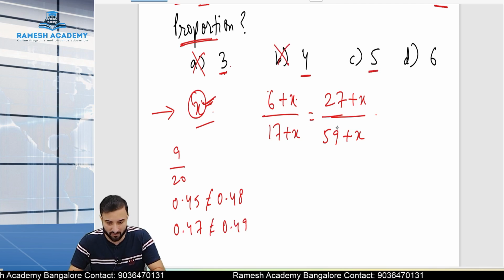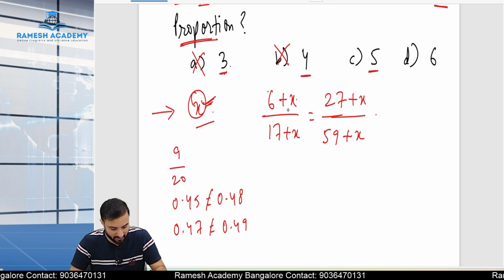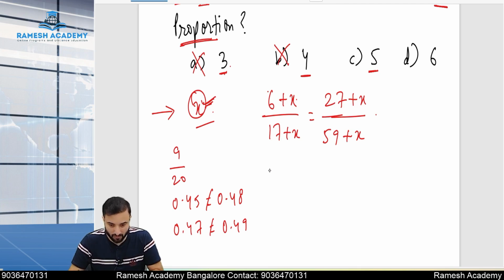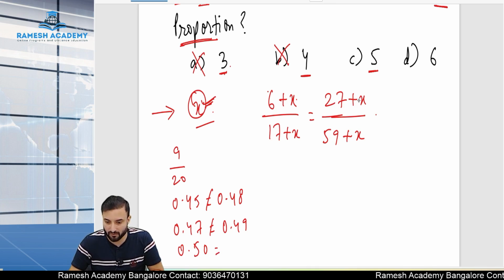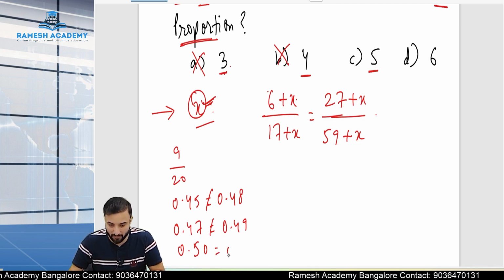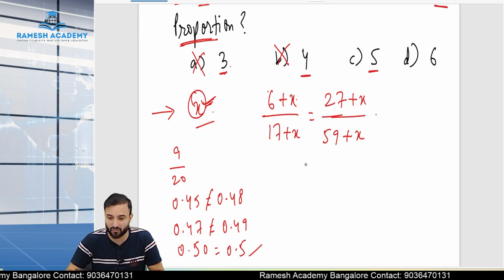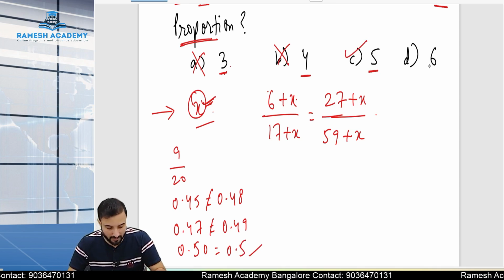Let's see for the number 5. 6 plus 5, 11, divided by 17 plus 5, 22. 0.50. Next is 27 plus 5 is 32, divided by 59 plus 5 is 64. So 0.5, yes, 0.5 is equal to 0.5. So option number 5. Okay, let us check for 6 also.